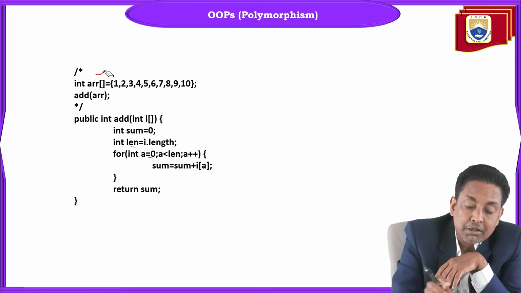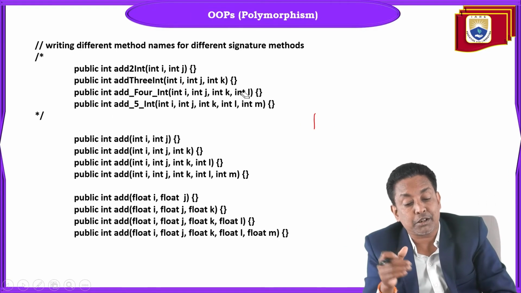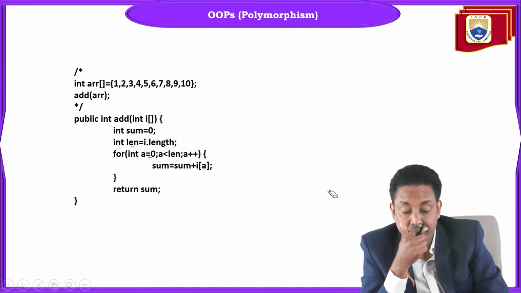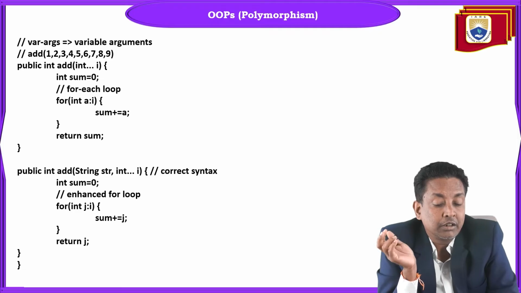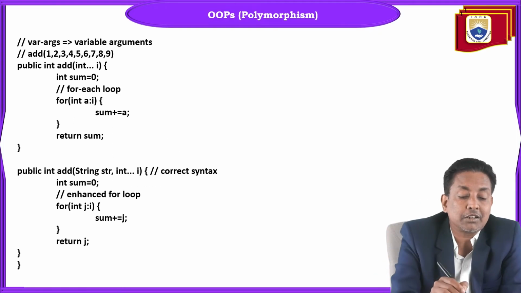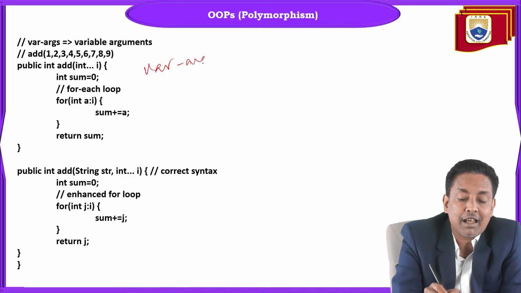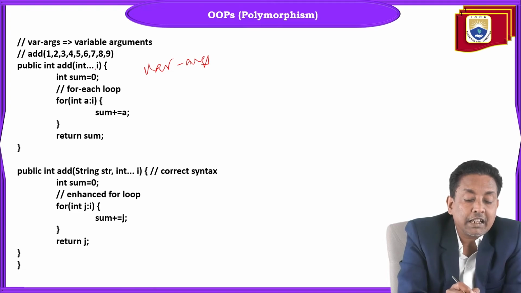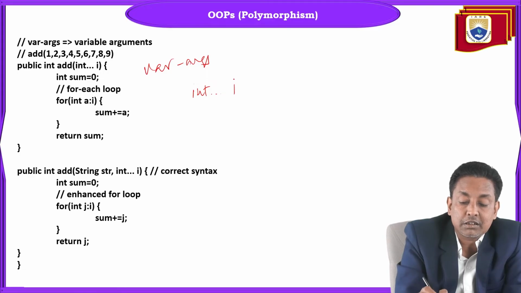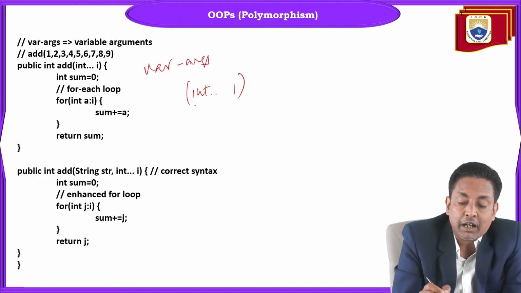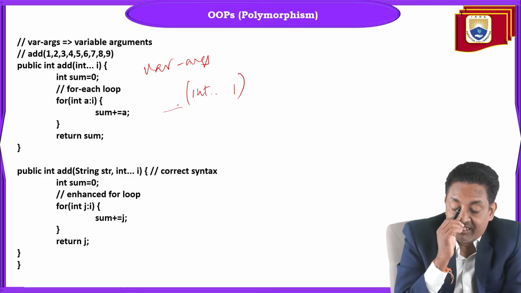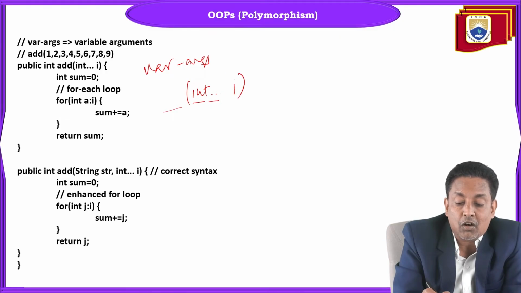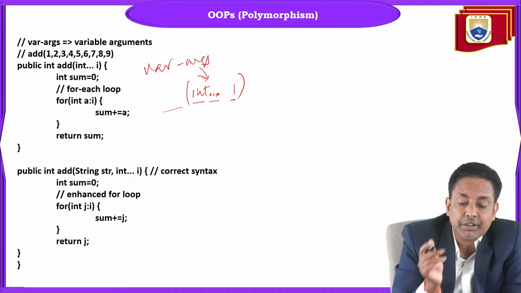Array is one best alternative for writing the add method so many times for the same data type. And there is one more alternative to the array, called varargs, variable arguments. So you write the add method with int followed by 3 dots, followed by the parameter name. You write any method with parameter type followed by 3 dots, followed by any parameter name. This is called varargs, variable arguments.